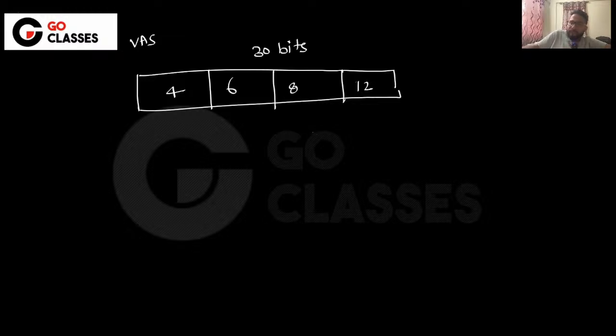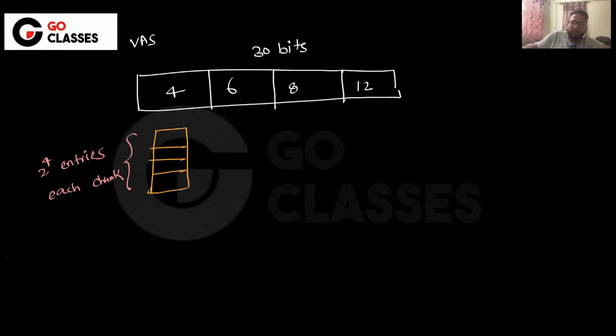Then tell me, what is the scenario? What does this mean? It means that there are 2 power 4 entries here. Each chunk will be having 2 power 4 entries, right? Here, how many entries will each chunk be having? Just listen very carefully. Here, each chunk will be having 2 power 6 entries, right?